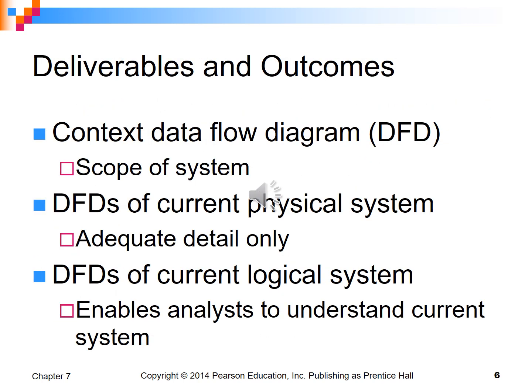What really are the deliverables for this phase? First of all, the context diagram, the context data flow diagram, the scope of the system. Remember, we said the context diagram is a data flow, because the symbols we use are really the same as in the data flow diagram. The context diagram is the name of our project in an oval or in a rectangle, and the external entities come around it. Then the DFD of the current physical system, adequate detail only.